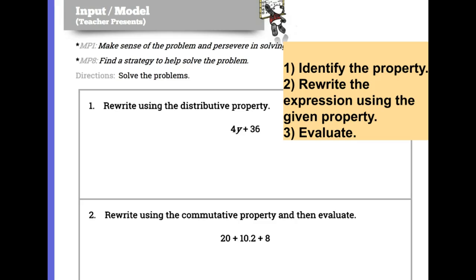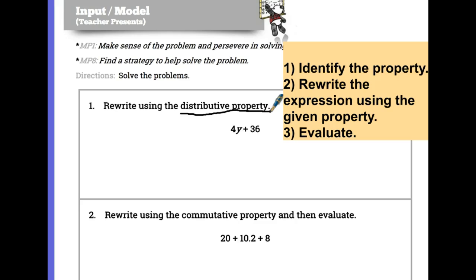So now, on to the input model: make sense of the problem and persevere in solving, and find a strategy to help solve the problem. That's what we're going to be looking at with these two. I'm going to remind myself of the steps again: identify the property, rewrite the expression using the given property, and evaluate. And this is telling me to use the distributive property. Again, this is input model, so you should already have done this, but just in case you forgot.